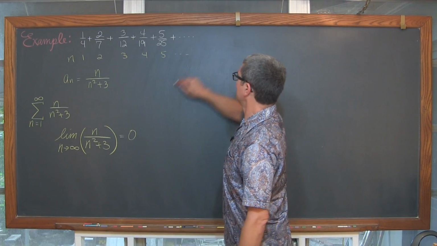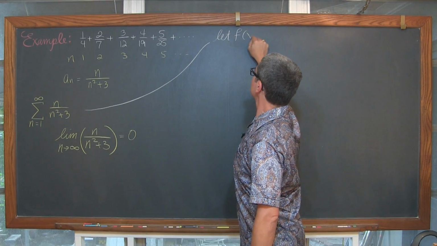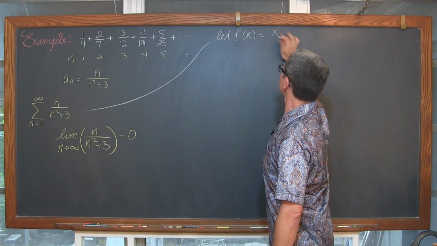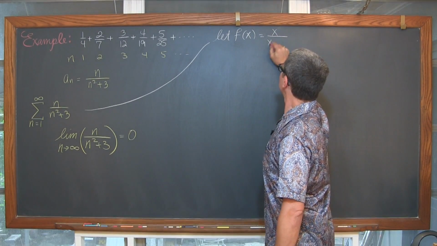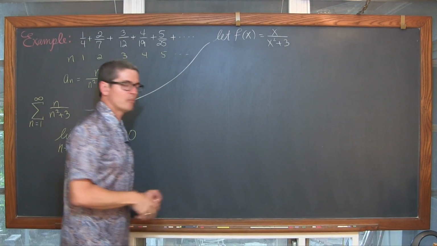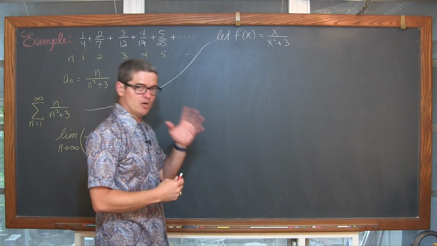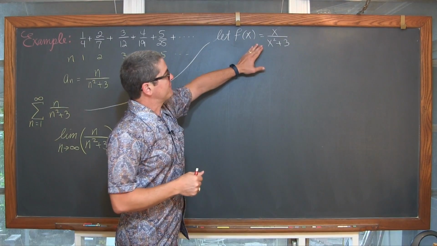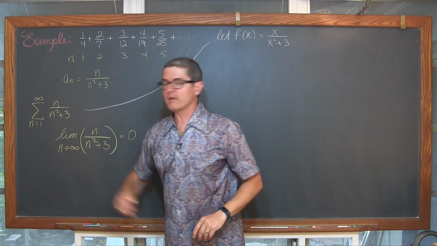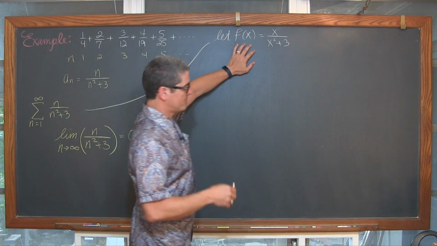We're going to come over here and we're going to let f of x, don't forget to say let f of x, equal x over x squared plus 3. We're setting up that function, that f of n, that agrees with a sub n anytime n is a positive integer. And this needs to be positive.